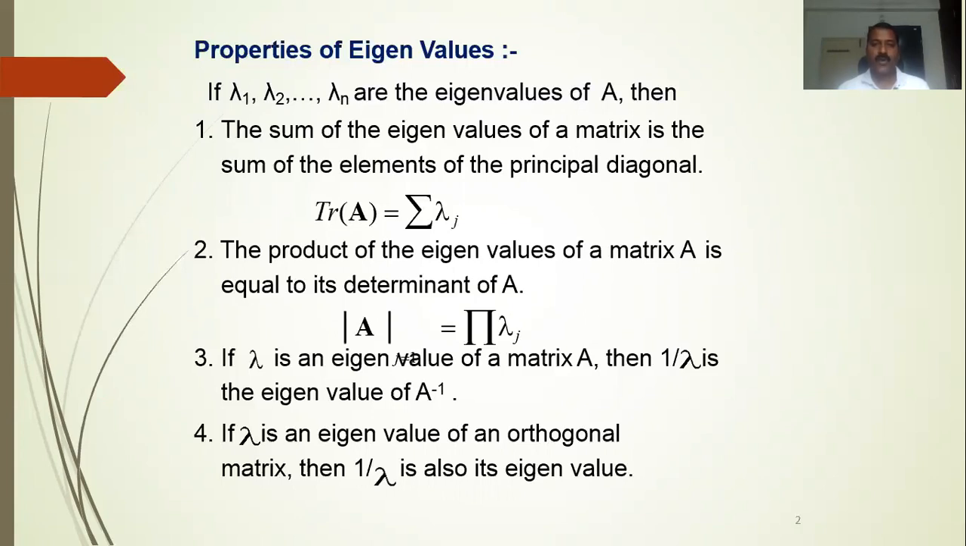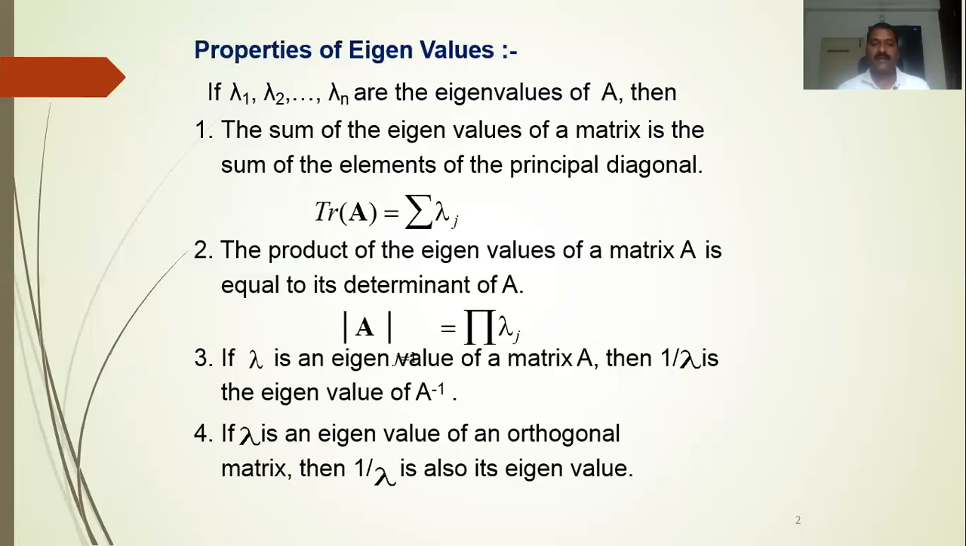The product of all the eigenvalues, that is lambda 1 into lambda 2 into and so on, lambda n, is equal to the determinant of A. If lambda is an eigenvalue of A, then 1 by lambda is an eigenvalue of A inverse. So if lambda 1, lambda 2 and so on, lambda n are the eigenvalues of A, then 1 by lambda 1, 1 by lambda 2 and so on, 1 by lambda n are the eigenvalues of A inverse.